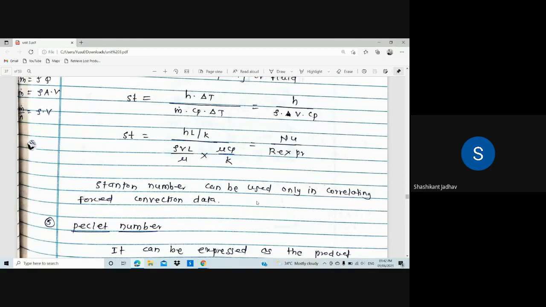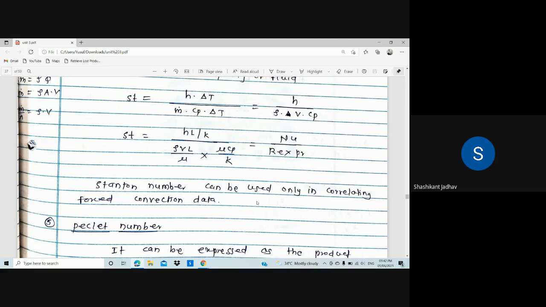जर तुम्ही टर्म कॅन्सल केलं तर तुम्हाला तेच इक्वेशन मिळणार, H by rho into V into Cp. So we get the relation between another dimensionless number, we have written the equation in this form. Stanton number is equal to HL by K divided by rho VL by mu into mu Cp by K. So from that HL by K म्हणजे Nusselt number, rho VL by mu म्हणजे Reynolds number, mu Cp by K म्हणजे Prandtl number. Okay.